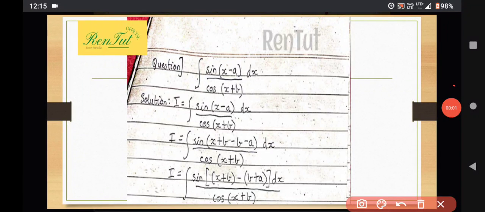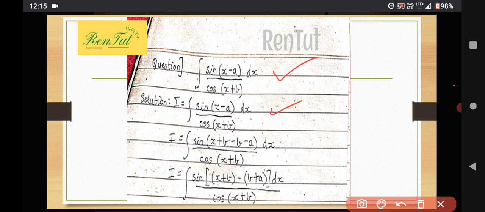Now we will be starting a new question. The question is like this. This is the question: integration of sine (x minus a) divided by cos (x plus b) dx. So the solution would be, we have to write integration equal to integration.